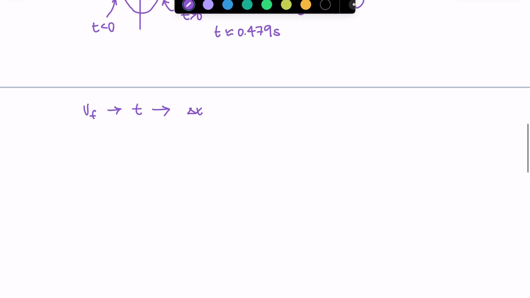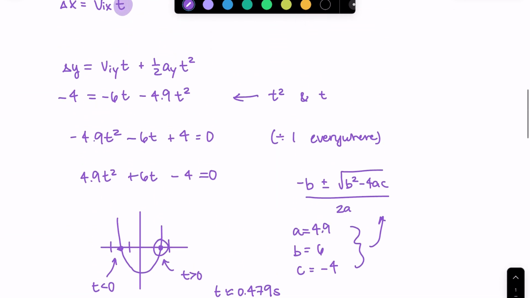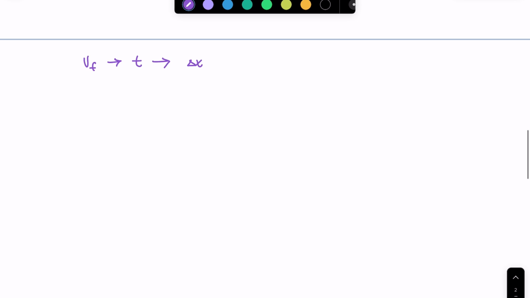Now we're going to actually find v final, and then we're going to find t, and then we're going to find delta x. I haven't really gone back and solved for delta x yet, but I'm going to show you 2 different ways to find the same time. The next method has an extra step, but as you'll see, it doesn't include any quadratics. So for many of you, that might be an easier way to go about it. Since we have acceleration, we're going to want to use the v final squared equation in the y direction.